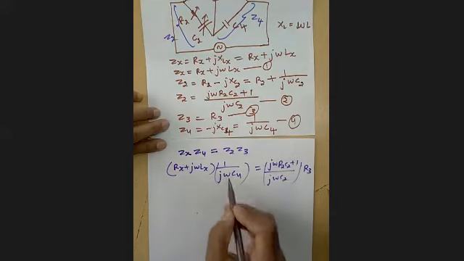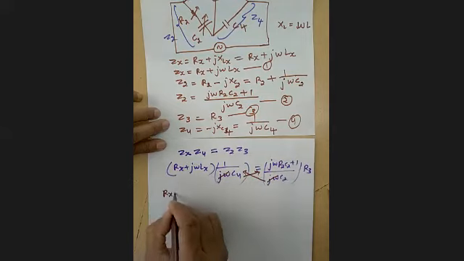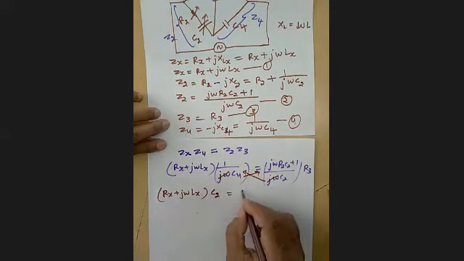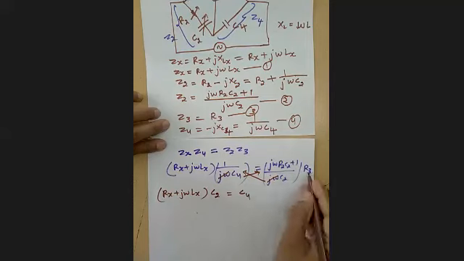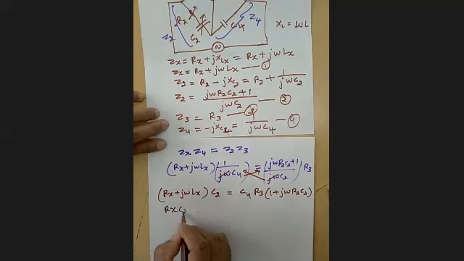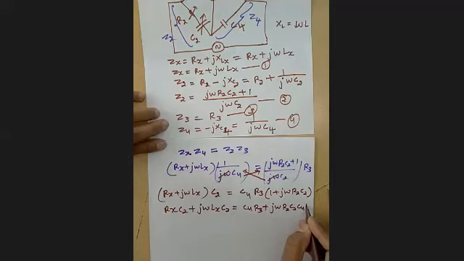So what can I do here? j omega and j omega are cancelled. And take C4 here and C2 here. So I'm writing now Rx plus j omega Lx times C2 here, and C4, I'm taking C4 here, writing R3 times 1 plus j omega R2 C2. Expand this term. Now equate real and imaginary parts.